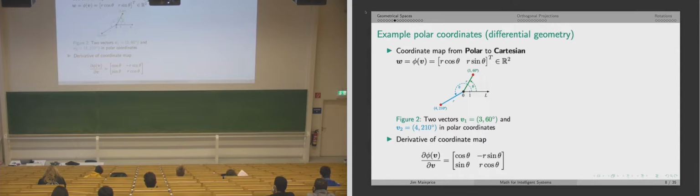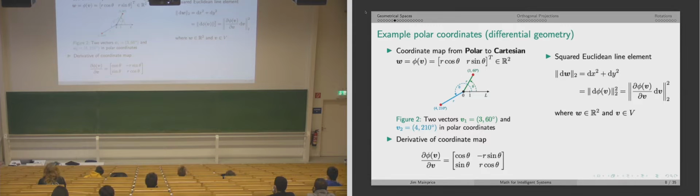And so we can then express the squared Euclidean line element in this way. So this is saying in Cartesian coordinates, we know that if we are taking a tiny, tiny step in some direction, what we're going to get is dx^2 plus dy^2. So this is the squared norm. Oh, it should have a 2 here, sorry. Squared norm in some direction.